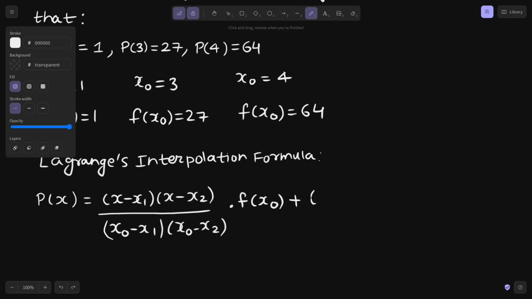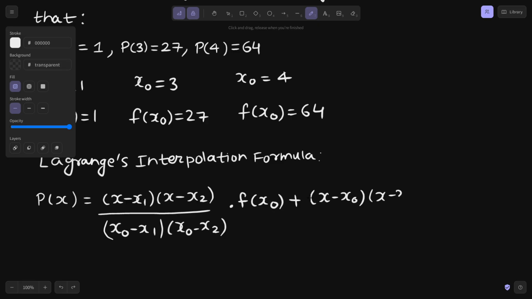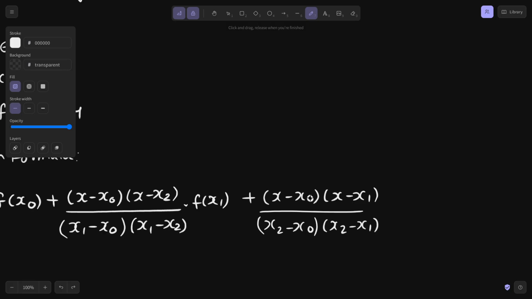Similarly, in the second term, in the numerator we will not write x1. So x minus x naught and x minus x2 will be there, and in the denominator x1 minus x naught and x1 minus x2 will be there, and f of x1. Similarly, for the third term, you don't write x2, you write x minus x naught, x minus x1, and x2 minus x naught, x2 minus x1, and f of x2.